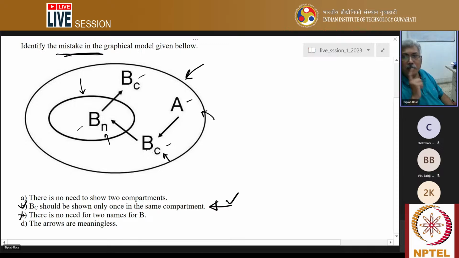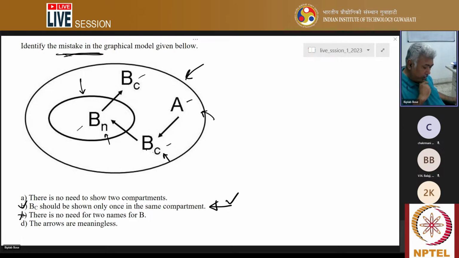Now, why am I doing this? First question: is there no need to show two compartments? No, I have to show two compartments because what we are trying to capture here is that A is becoming B and that B is entering the nucleus. So if I have to keep track of how much B is in the nucleus, I need to imagine a compartment. So the first option is not correct. I have to consider a compartment.